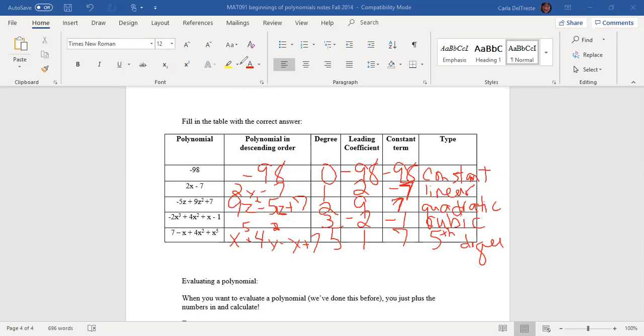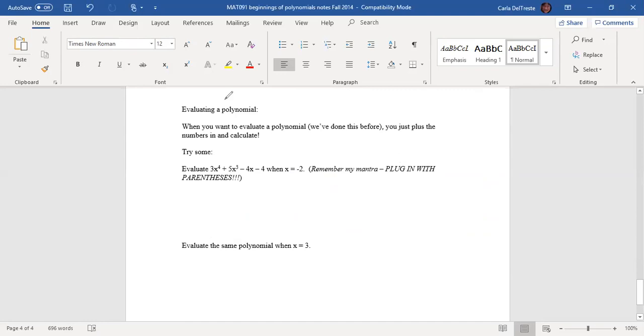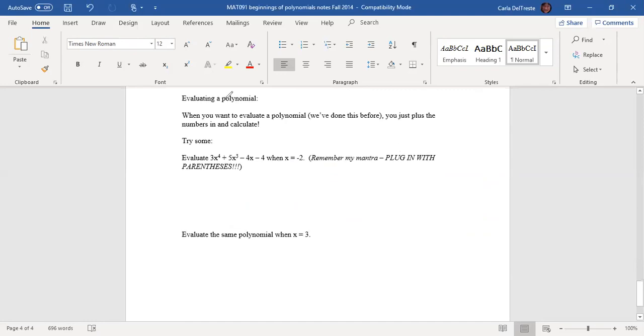Okay, let's continue with the sheet. Evaluating a polynomial is something we've already learned how to do. So this is where you remember my mantra, plug in with parentheses. If I give you an expression and I say evaluate when x equals -2, that means everywhere we see x, you're going to plug in -2, and then you can plug it directly into your calculator like that. Because we already learned that, I'm not going to show you that here, but just remember that that is something we already learned how to do.